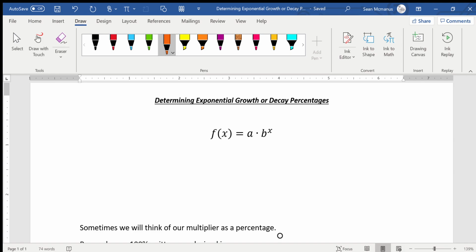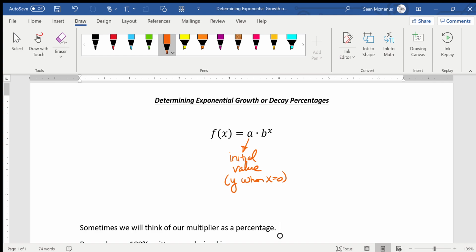So last time we learned that exponential functions are of this form right here, f of x equals a times b to the x. Again, just a quick review here, a is our initial value. That's our y value when x equals 0. It's also, when we get to graphing these, going to be our y-intercept.